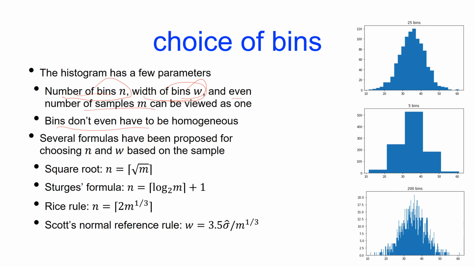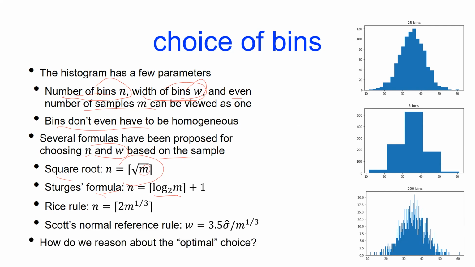In fact, in the literature, there are many ways to choose N and W based on samples. Each scheme has a motivation or some reason behind it. For example, you can take a square root. If M is the number of samples, the number of bins I decide on will be the square root of M, then I take the ceiling of that. Another formula takes log base 2 of the number of samples, plus 1. Each of them, of course, arrives at this particular form with a reason.